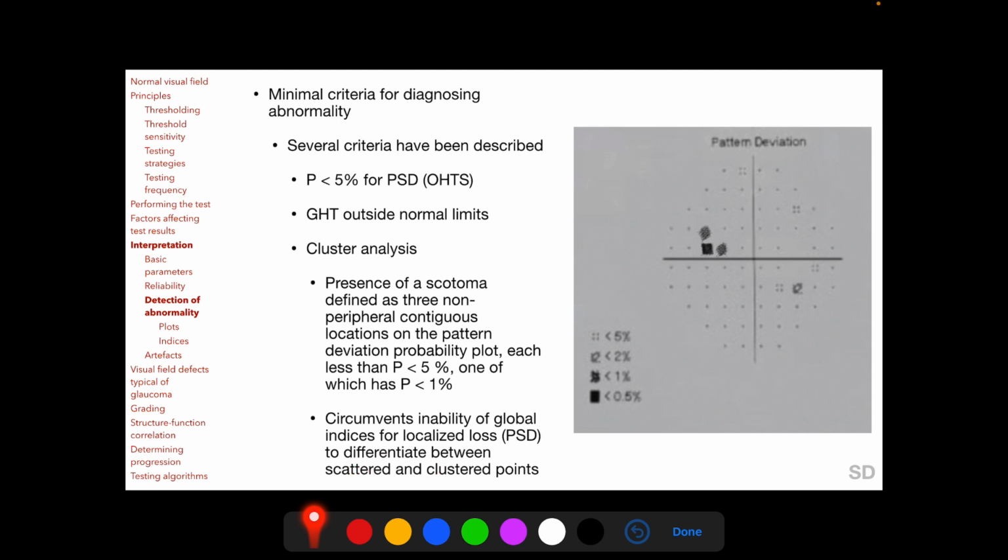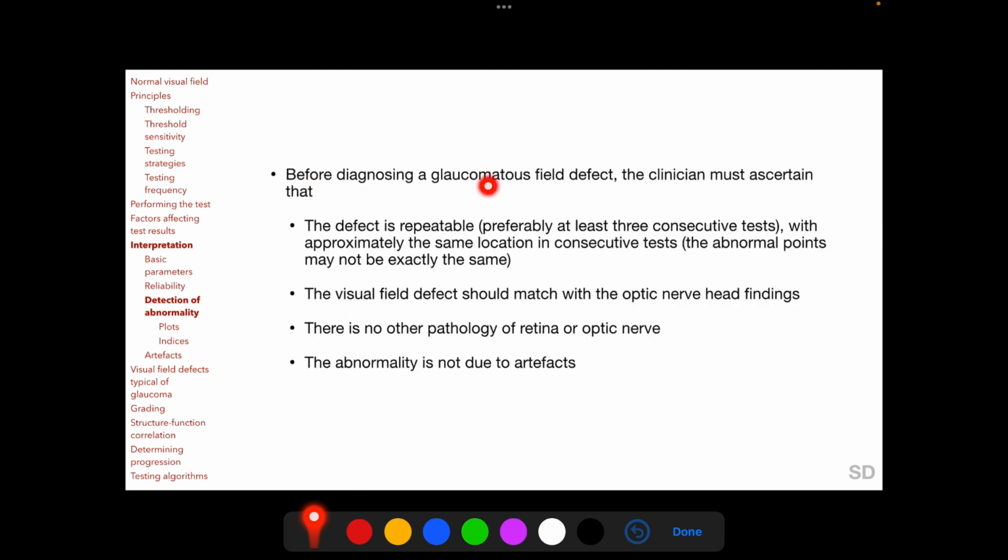and clustered defect locations. Before diagnosing a glaucomatous field defect, the clinician must ascertain that the visual field defect is repeatable, preferably on at least 3 consecutive tests with approximately the same location in the consecutive tests, although the abnormal points may not be exactly the same. The visual field defect should match the optic nerve head findings, and there is no other pathology of the retina or optic nerve which can explain the visual field defect, and the abnormality is not due to an artifact. These are very important to remember.